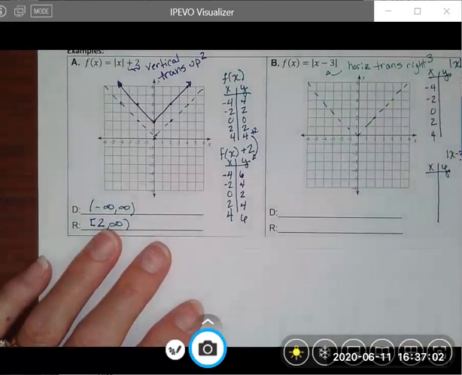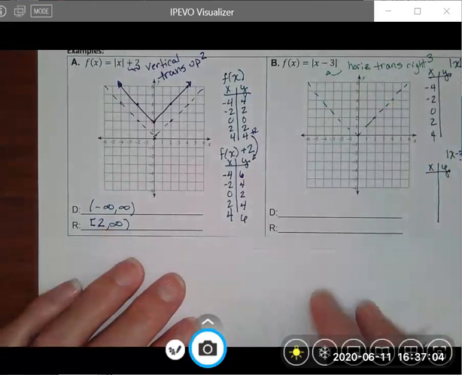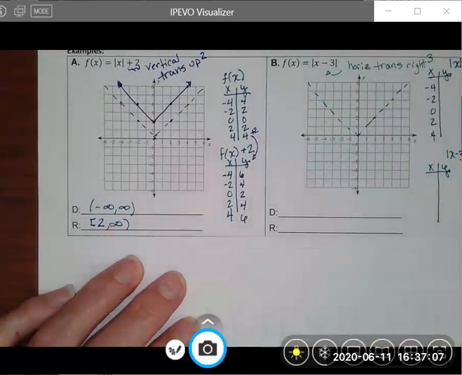I'm running out of room there. No one will ever accuse me of being methodically neat here. My parent function, we are hopefully becoming quick with identifying what my parent function values are.